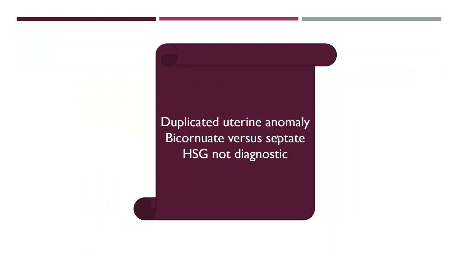Then we came to the abnormal contour due to duplicated uterine anomaly. First, we have abnormal contour either due to extrinsic compression by a fibroid or ovarian mass, or we may find a duplicated uterine anomaly. A duplicated uterine anomaly is either bicornuate or septate, but please don't say which from the hysterosalpingography. Hysterosalpingography is not diagnostic in this case. We say that it is a duplicated uterine anomaly.